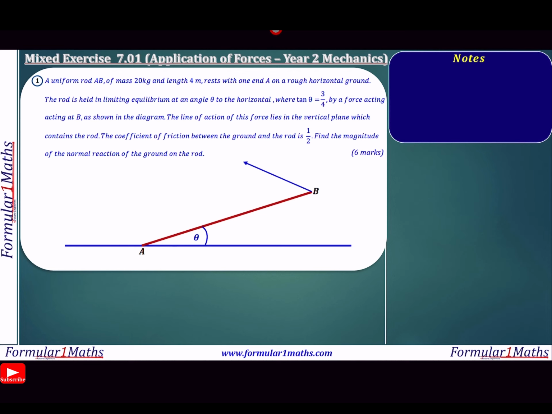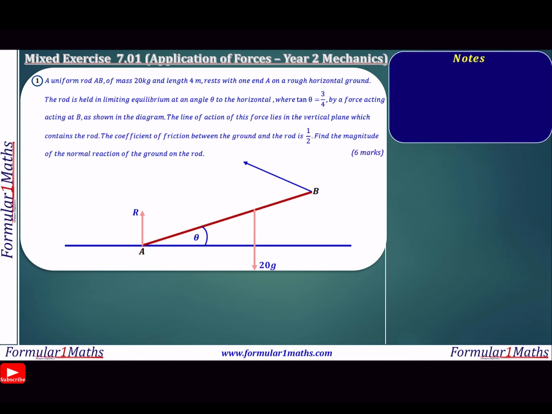First, there are some forces acting on the rod, and we need to draw them. So the first one will be the weight of the rod. And this will act at the center because the rod is modeled as uniform. There's also a normal reaction force, R, due to the rough ground. And this will be perpendicular to the ground.